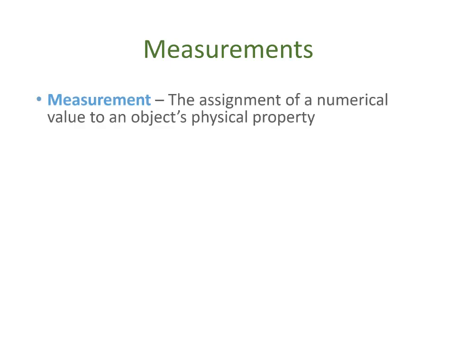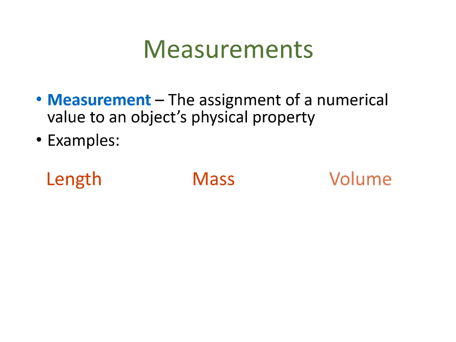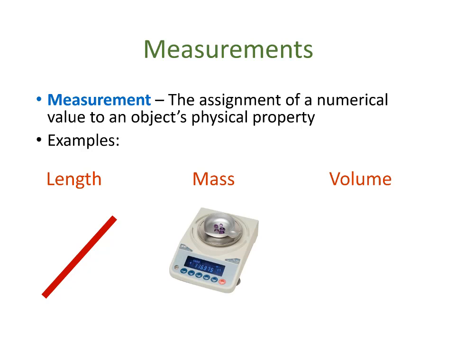So first, let's talk about measurements. What is a measurement? A measurement is the assignment of a numerical value to an object's physical property. For example, you might measure the length, or the mass, or the volume. We may want to measure the length of this red stick, or the mass of some purple pebbles, or the volume of some green liquid.